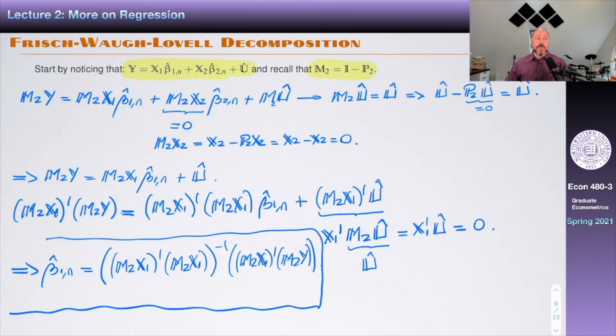In other words, the same least squares coefficient can be obtained in a regression of the residuals of y on x2 on the residuals from a regression of x1 on x2. We just did the same as we did before, except that before we were working at the population level. Now we're working with the sample and exploiting the properties of these projection matrices that we described last class.